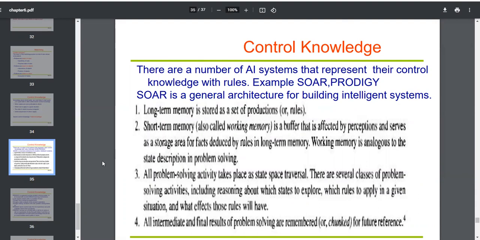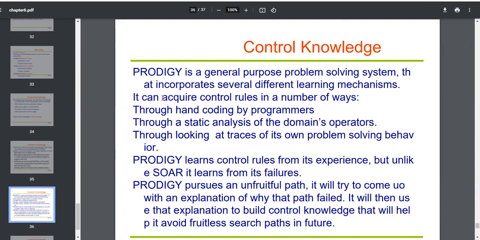SOAR is the general architecture for building intelligent systems. This is the example of how the rules have been specified over here. Prodigy is a general purpose problem solving system that incorporates several different learning mechanisms. It can acquire control rules in a number of ways: through hand coding by programs, through a static analysis of the domain operators, through looking at the traces of its own problem solving behavior. Prodigy learns control rules from its experience, but unlike SOAR, it learns from its failure also. So at failure, it won't stop, it will learn from the failure also.